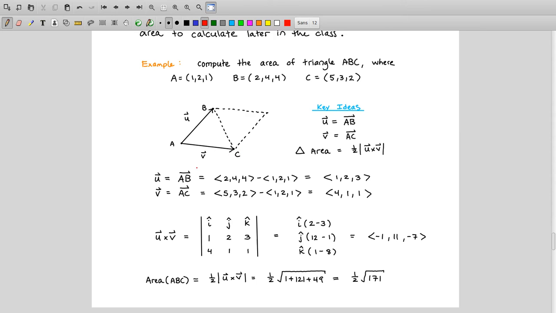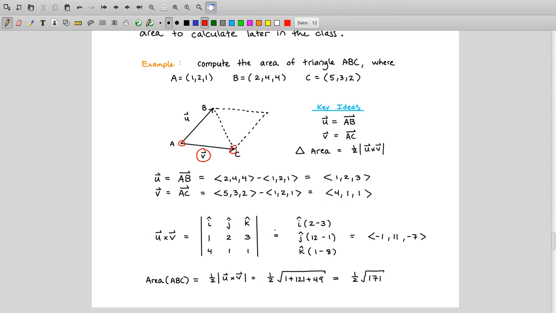So all we need to do is create the vector u, which is the displacement from A to B. We get that by subtracting essentially the point B minus the point A, really the vector to B minus the vector to A, and that'll give us the vector from A to B. So (2, 4, 4) minus (1, 2, 1) gives us this vector u, (1, 2, 3). Similarly, we want to compute this vector v. We do that by subtracting the value of C minus the value of A. That gives us a vector from A to C, and we get (4, 1, 1).